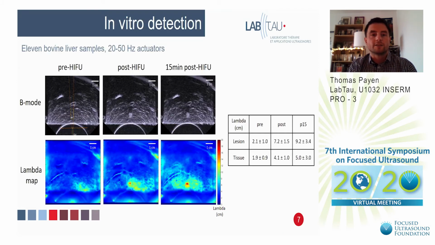We applied it in vitro on 11 bovine liver samples, and we acquired the data before, after, and 15 minutes after treatment. The 15 minutes after was to get rid of the cavitation effects. And as you can see, after treatment, we can clearly distinguish the lesion. And even 15 minutes after, we can still see the lesion. Actually, the heat propagated a little bit, and so it's not just a cavitation effect.